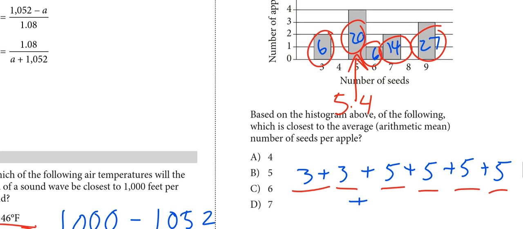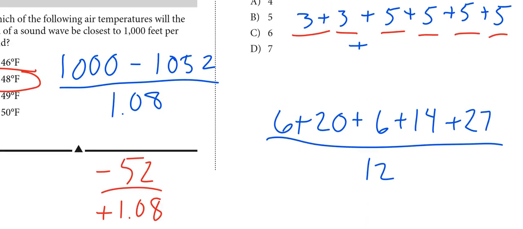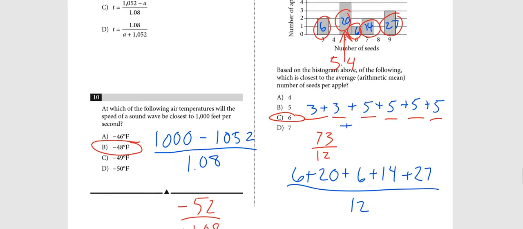And if I'm trying to find an average, what am I going to do with those red circled numbers? Of course, I'm going to add them together, and we've got 12 apples. So 26, 32, 46, 66, 73. So, 73 divided by 12. Well, that's pretty close to 6, since 72 over 12 is 6. But that's how I would have handled that one. Find the totals of the bars and then divide by 12.